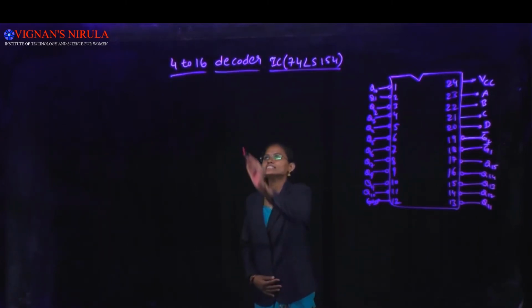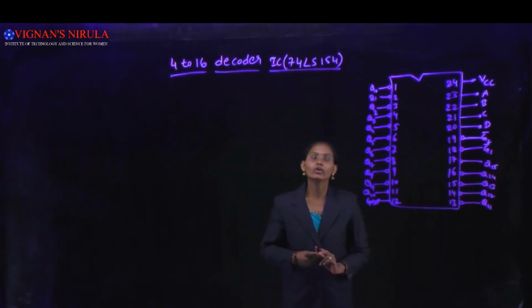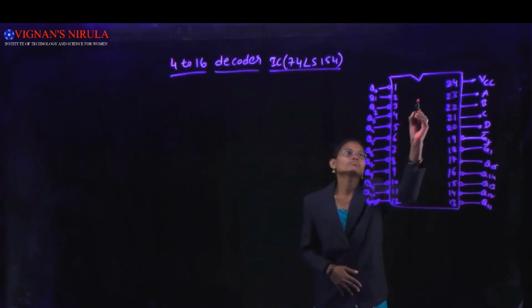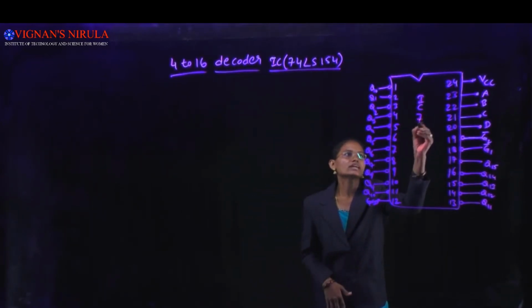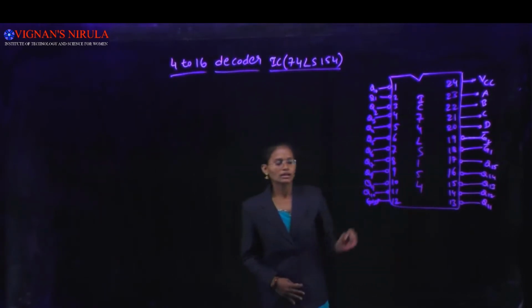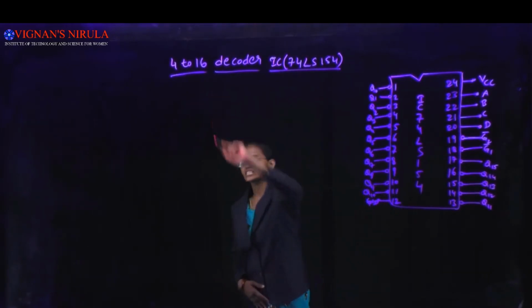And the next topic is the 4 to 16 decoder by using IC 74LS154. Okay, LS means large scale. This is the pin diagram of IC 74LS154. This has 24 pins in the 4 to 16 decoder.